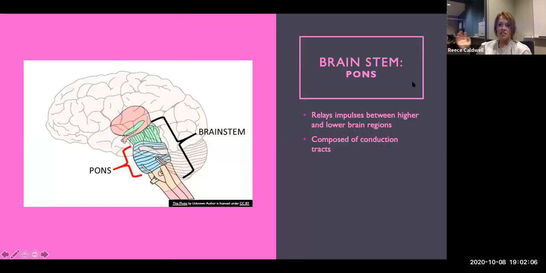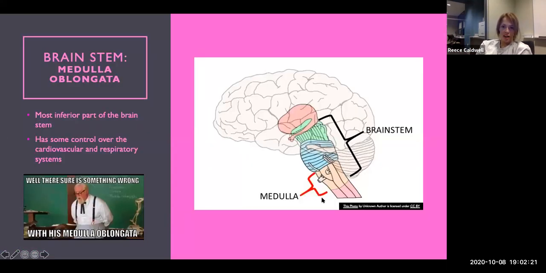The pons, what it does is relay impulses between the higher and lower brain regions. It's composed of conduction tracts, so it just helps the brain talk to itself, but you don't need to know that. And then lastly, the medulla oblongata. This is the lowest portion of the brainstem. And what we know when we looked at the spinal cord is the spinal cord originates at the medulla oblongata. So after the medulla oblongata, we have the spinal cord right here. The medulla oblongata is the most inferior part of the brainstem, and it has some control over the cardiovascular and respiratory systems, so the heart and the breath, but you don't need to know that. Just know it's the end of the brainstem.